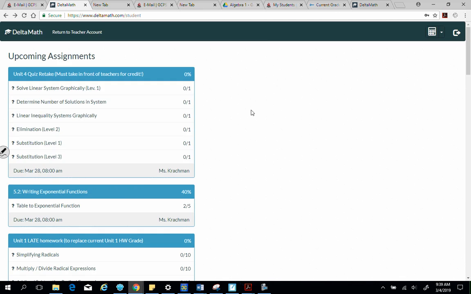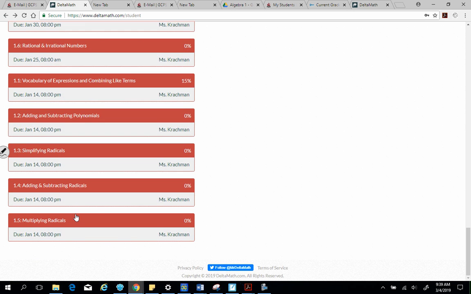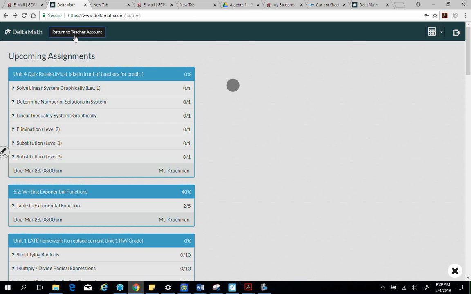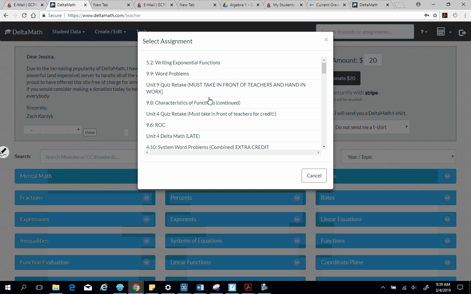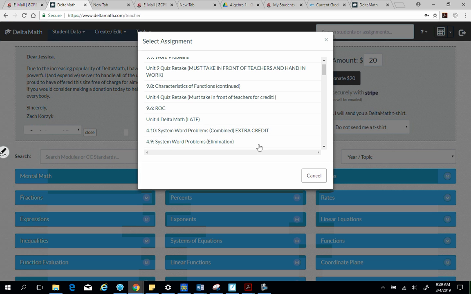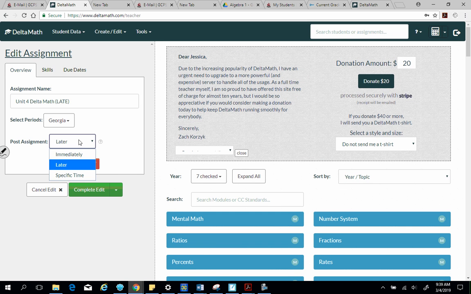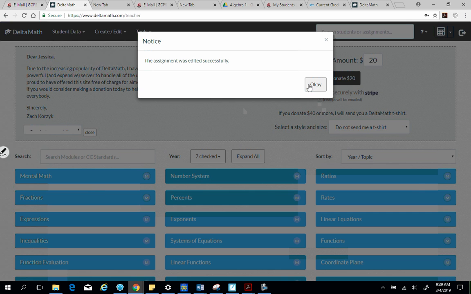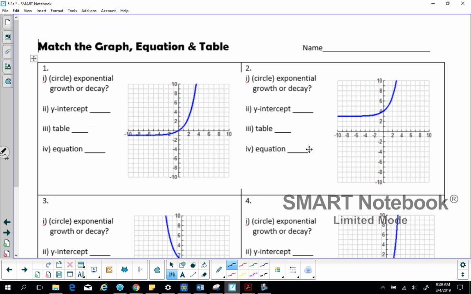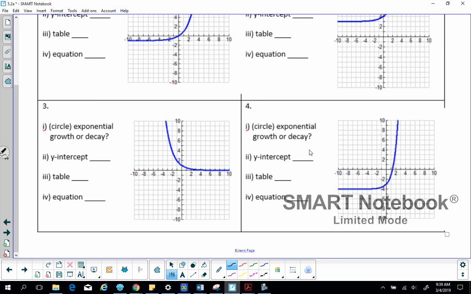Well, this is my page, but these are all already due. So if you don't like the grade you have, you don't have to do any of them. Those are all finished. So like right here, this is unit 4 Delta Math late homework, so I could put that on. That's if you need a replacement. But for now, work on the packet and then do your Delta Math.